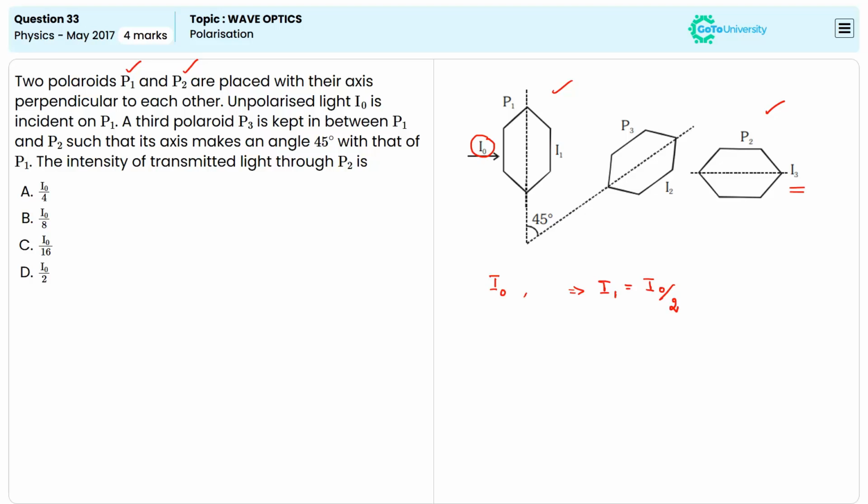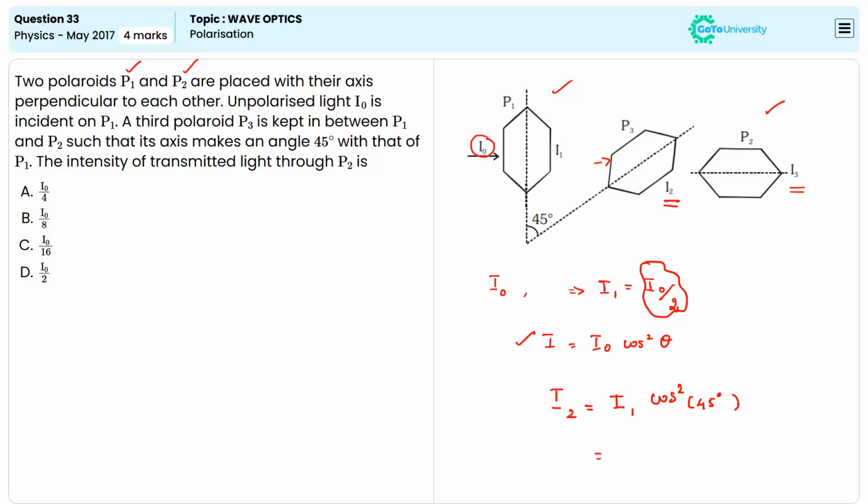Again, it will enter into the Polaroid 3. So the axis of Polaroid 3 is 45 degrees with respect to P1. So here we can use Malus's law, which is nothing but I equals I naught cos squared theta. So here we are calculating the intensity of I2. So I2 will be equal to the intensity from the first Polaroid, I1, times cos squared 45 degrees.